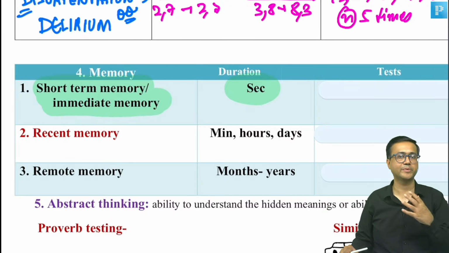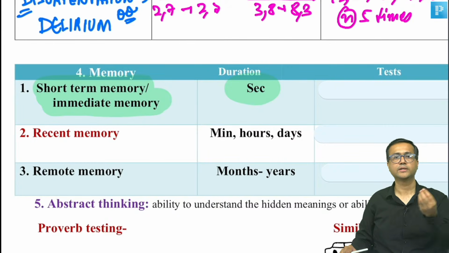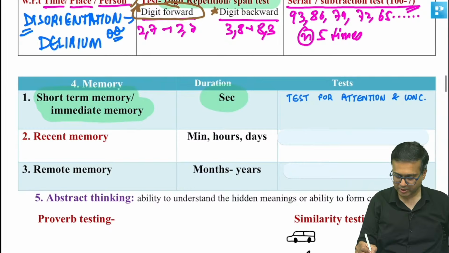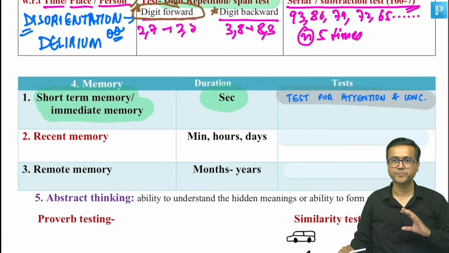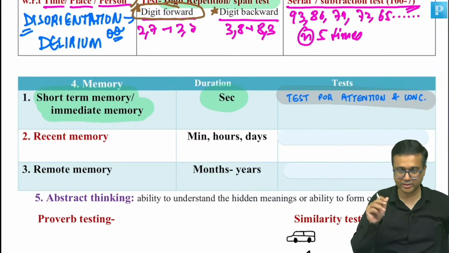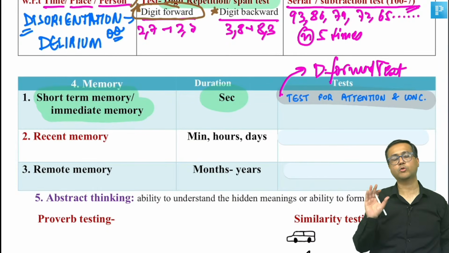Beta, this is called immediate memory. If the person is able to remember things which happened a few seconds back, maybe 10, 20 or 30 seconds back, those seconds we take. And can you appreciate, beta, all the tests of attention and concentration, in a way, are also checking immediate memory. So we don't have to do any separate test. These tests are also assessing immediate memory. But again, if they ask you for one test, then you can go with the digit forward test.